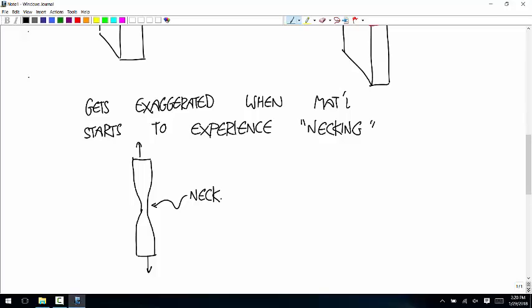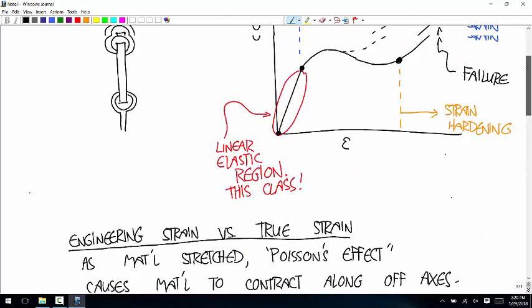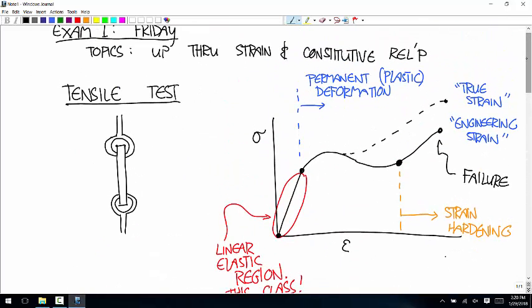And that's where the engineering stress and strain and the true stress and strain start to diverge a lot. So over the whole thing, there's some small amount of difference between the engineering calculation and the true calculation. But it starts to get really noticeable once you get well into that plastic deformation. And that's here. That's where the necking is starting to happen. Okay, so when you do a tensile test, you come out with a readout like this.